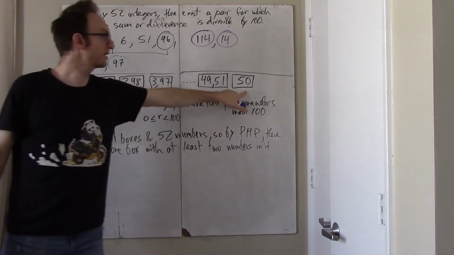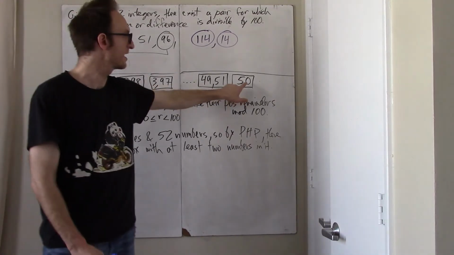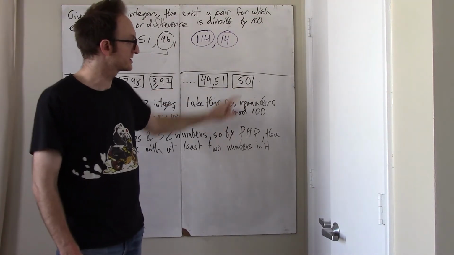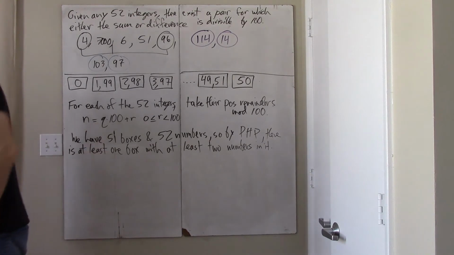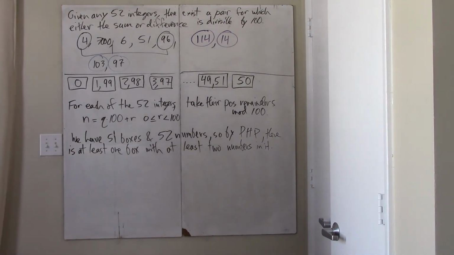If the two numbers fall into the 50 box, this is the part I thought was a little bit subtle, then you have two numbers which have remainder 50 mod 100. Well, then you just add them. If you have two numbers with remainder 50 after dividing by 100, then when you add them together, their sum will be a multiple of 100. I guess their difference will also be a multiple of 100. So there you go.